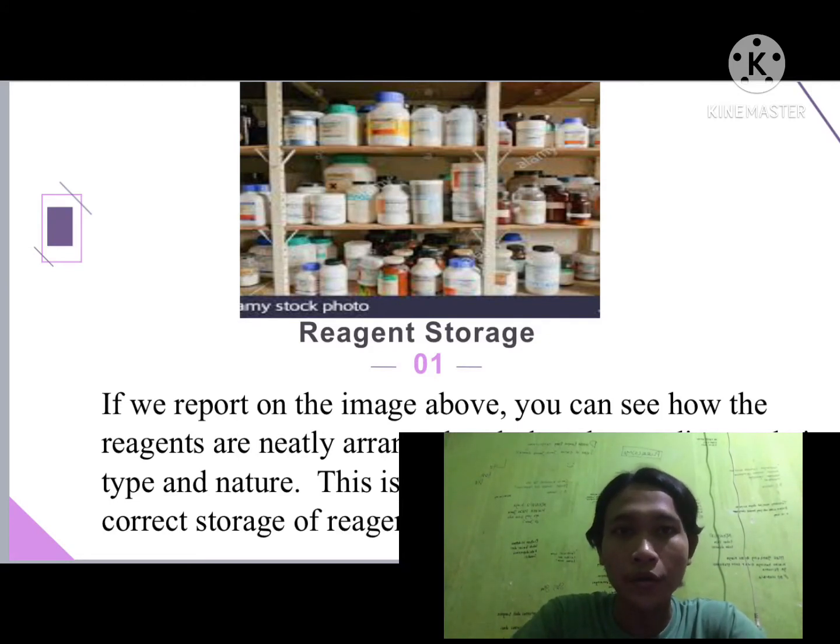Reagent storage. In the image above, you can see how the reagents are neatly arranged and placed according to their type and nature. This is one example of good and correct storage of reagents.